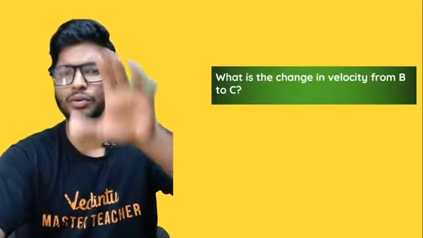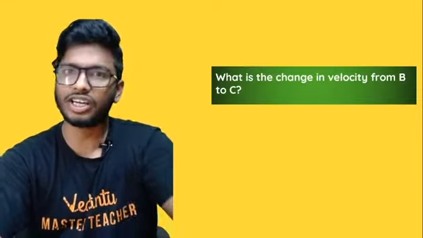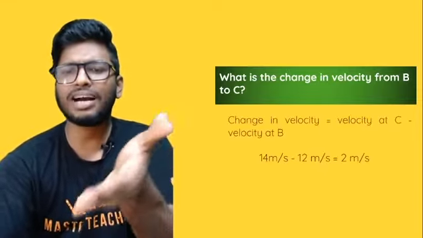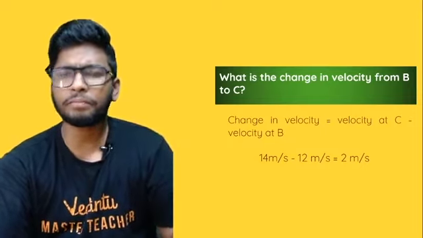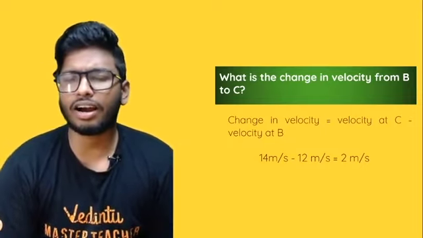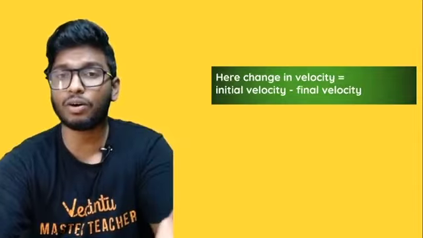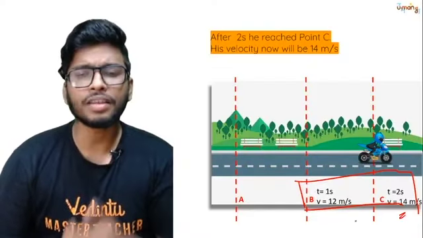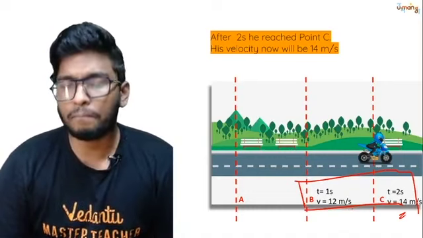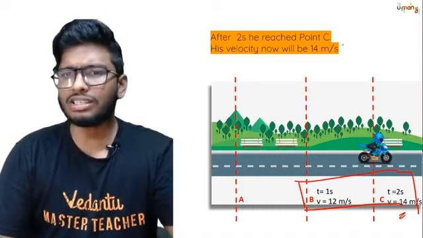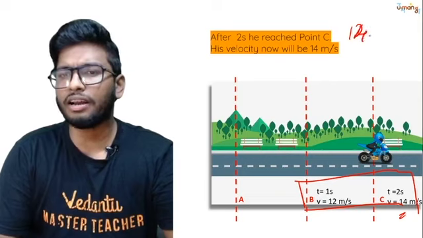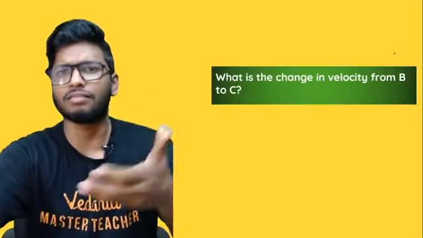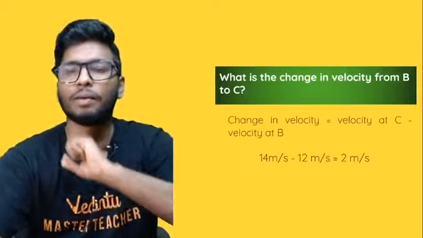To calculate this, what would you do? Change in velocity would be the velocity of the body at C minus the velocity of the body at B. In this case, the velocity at C was 14 meter per second, and the velocity at B was 12 meter per second. So in simple words, it's nothing but 14 minus 12. That gives me 2 meter per second. Very simple arithmetic. So you get 2 meter per second.